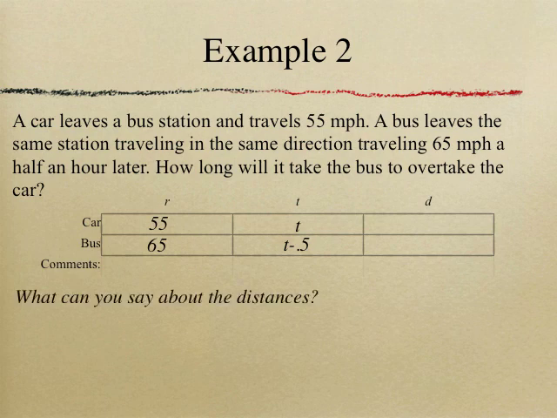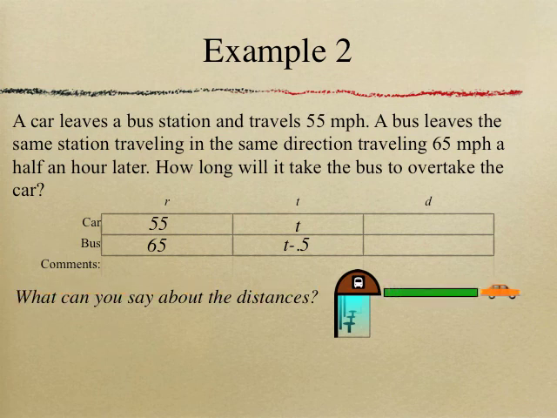Now what do we know about the distances? Well, let's just draw a little bus station here. So we have this car and it goes that far. And then half an hour later, this bus comes along and it overtakes the car. Look at the green line and look at the red line.